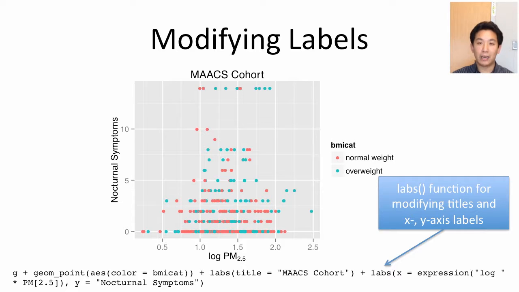For the labels, I set the title to be MAAS cohort because that's where the data come from. This is the MAAS study. I've set the x label to be this expression, which is log PM2.5, and I used the mathematical annotation that we talked about previously to get that 2.5 subscript on there. And then I set the y label to just be nocturnal symptoms. So now it looks a little bit cleaner. The plot has more appropriate labels on it.